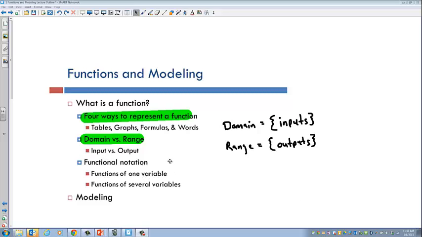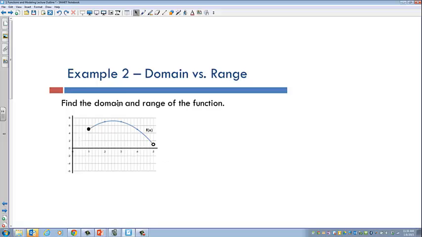So below here, what do we have? We have find the domain and range of the function. So the function is given to us in terms of a graph, and to find the domain we want to look at the inputs. Like I said before, the inputs are along the horizontal, and if you look over here at the input of 0, so here's 0 right here, there's nothing above or below it, so it's not in my domain.